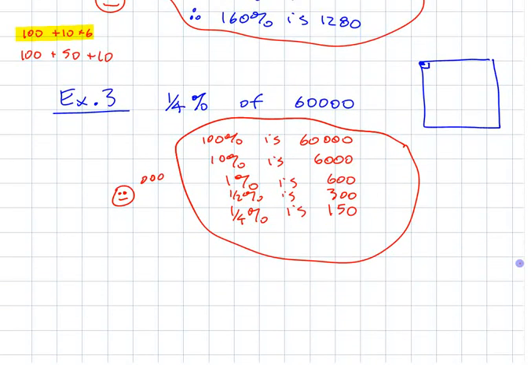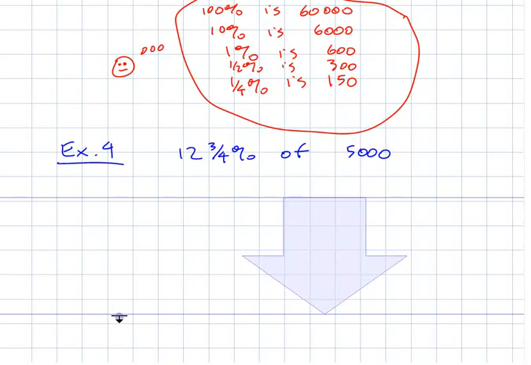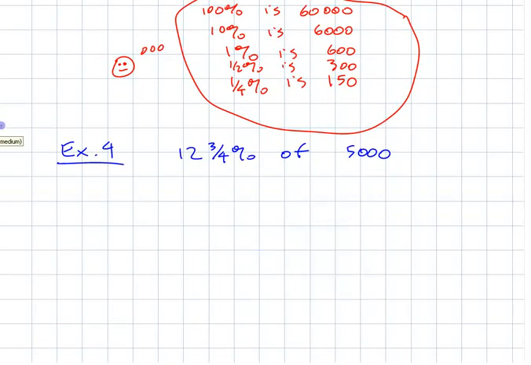Should we try the ultimate difficult one here? The ultimate difficult one might be 12 and 3/4% of 5,000. Is that crazy? Do we want 5,000? Should we try that? Let's try. You want to test yourself? I've done the first 3 and then I leave you the hardest one? No? Okay.